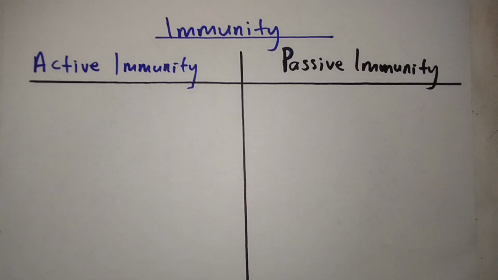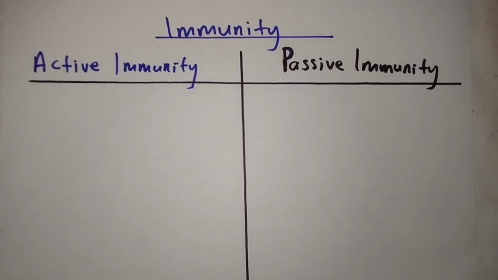On the other hand, passive immunity is attained when ready-made antibodies are introduced into our bodies. Okay, ready-made antibodies introduced into our bodies, that's when we attain passive immunity.